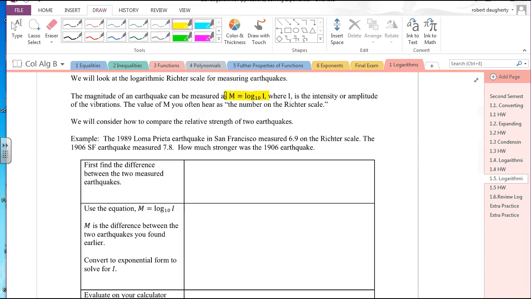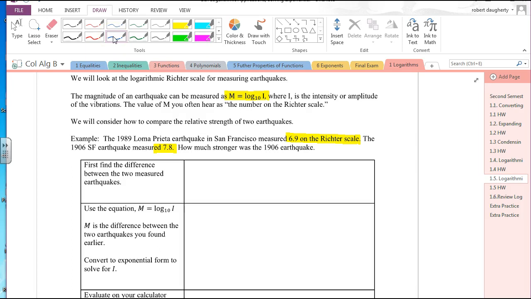The Loma Prieta earthquake in San Francisco. You guys don't remember that. It happened during the World Series in San Francisco. It was 6.9 on the Richter scale. Okay. The worst earthquake we've ever had in San Francisco was in 1906, and it was 7.8 on the Richter scale. Which of those earthquakes do you think was worse? The 7.8. Okay, the higher the number, the worse the earthquake. So I want to figure out how much stronger was the 7.8 earthquake than the 6.9 earthquake.